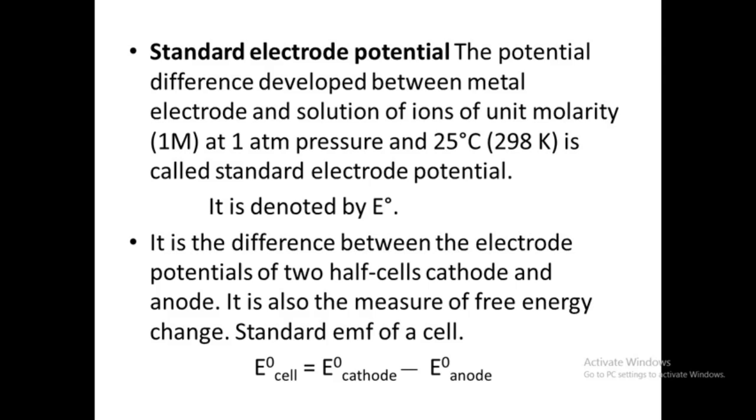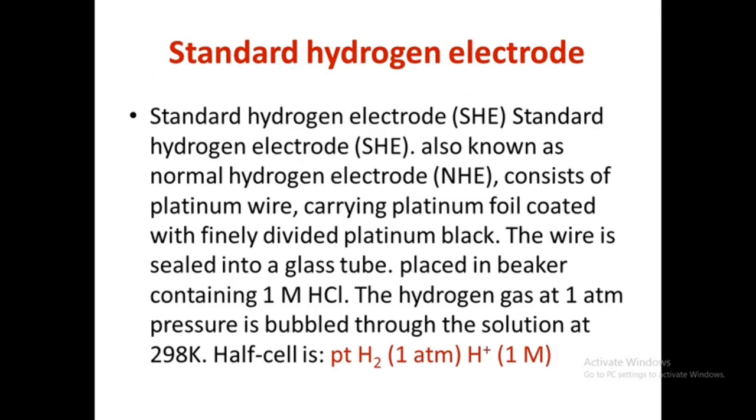the difference between electrode potentials of two half cells, that means cathode and anode, is known as the cell potential. And cell potential, E naught cell, is always equal to E naught cathode minus E naught anode under standard condition. So that means when we subtract the electrode potential of anode from the cathode, then the value obtained is known as the cell potential.